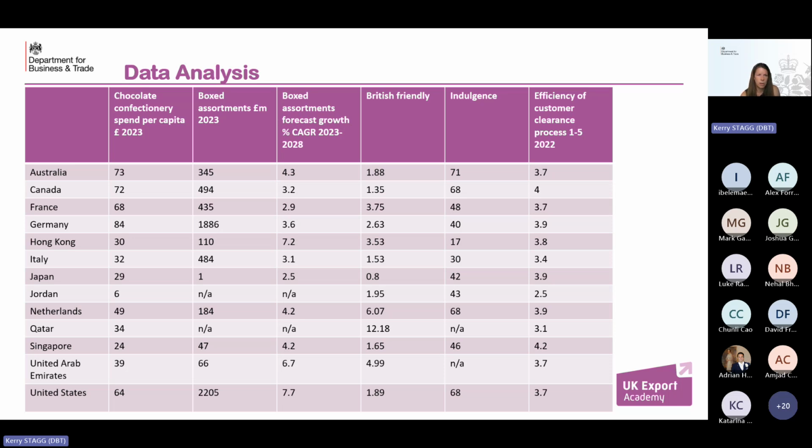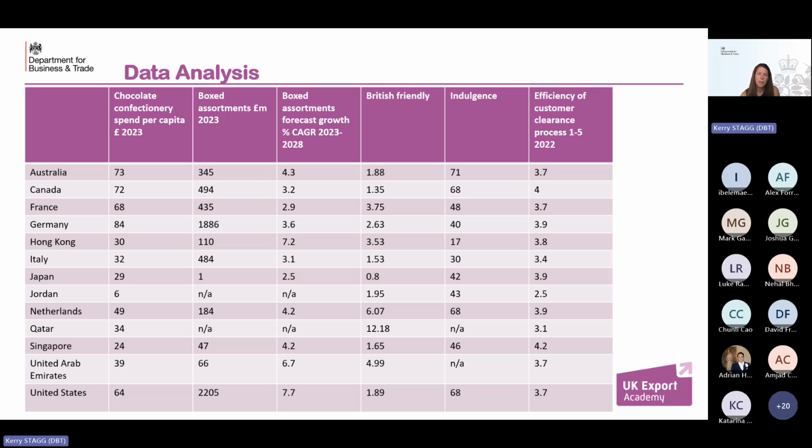So we've got chocolate confectionery spend per capita. We've got the size of the boxed assortments category specifically, and then the forecast growth within that category. And then the next three columns are our ease criteria. So we've got British friendliness, which is the propensity to buy British goods and services. We've got our cultural dimension of indulgence. So the higher the score, the more likely they are to align with the UK in terms of indulgence.